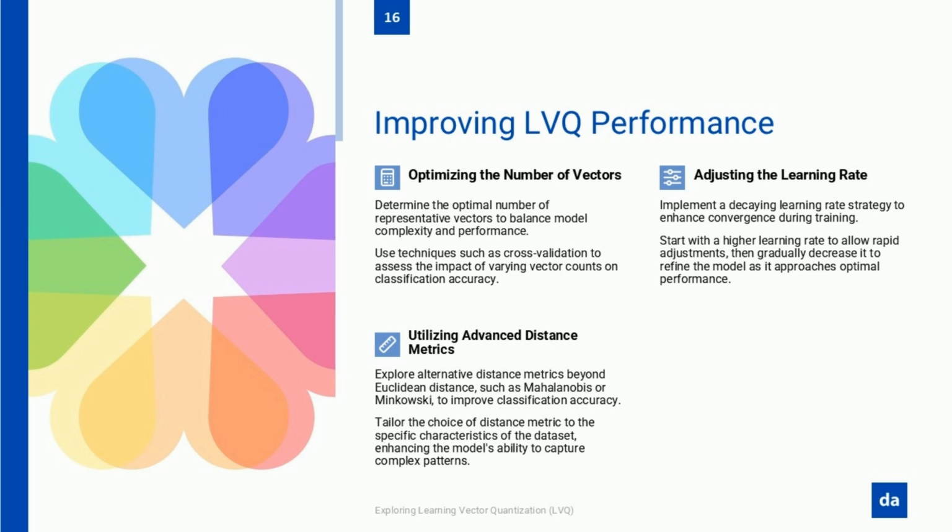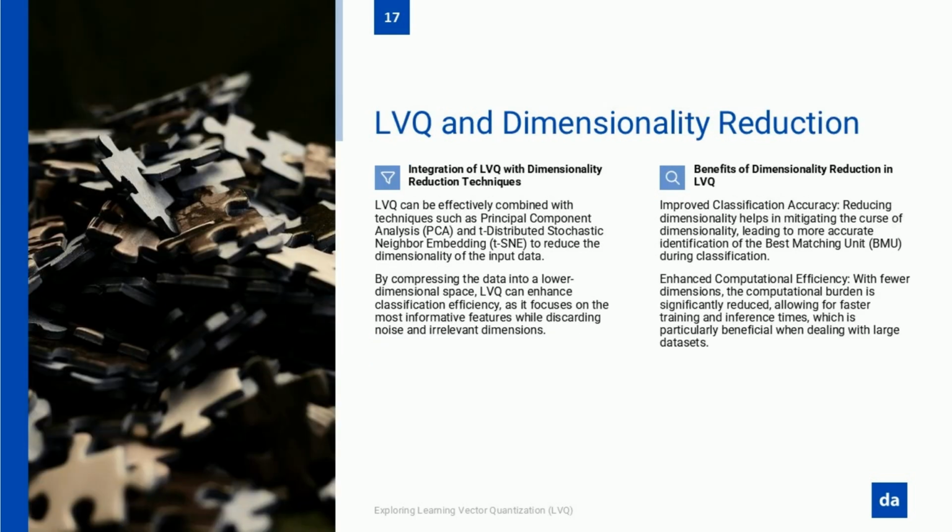Let's dive in. Let's talk about one of the biggest challenges in machine learning: high-dimensional data. As datasets grow in size and complexity, models like LVQ can start to struggle, making distance calculations less reliable and slowing down classification. But don't worry, there's a way to fix this, and it all comes down to dimensionality reduction.